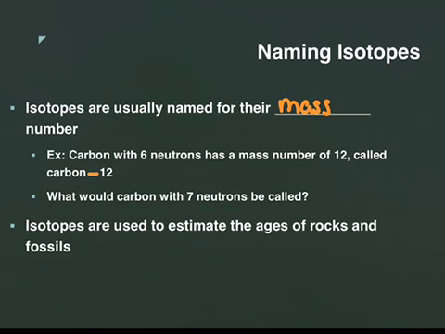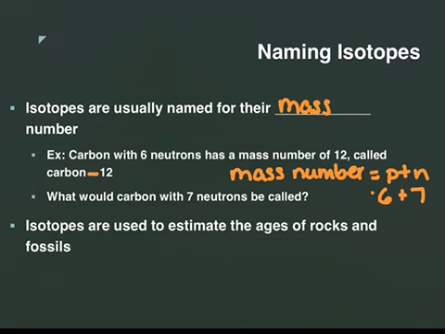So what would we call carbon when it has 7 neutrons? To answer that, we have to figure out the mass number. Remember, the mass number is the number of protons plus neutrons. In this case, it's telling us we have 7 neutrons, and carbon always has 6 protons, for a mass number of 13. So a carbon atom with 7 neutrons would be called carbon-13. And so isotopes are often used to estimate the ages of rocks and fossils.